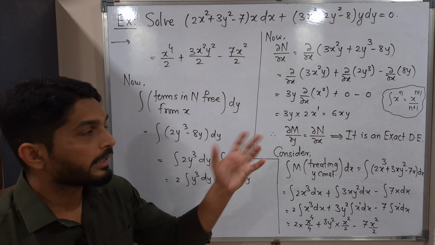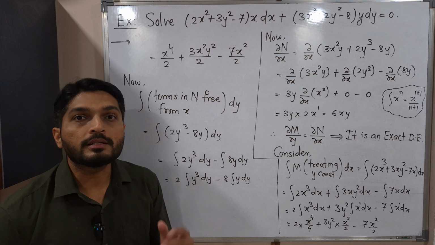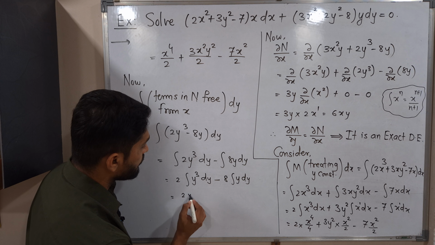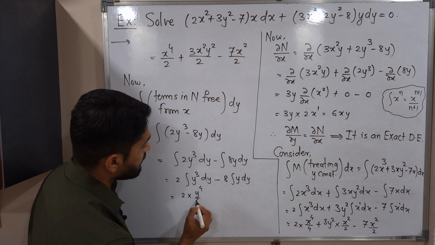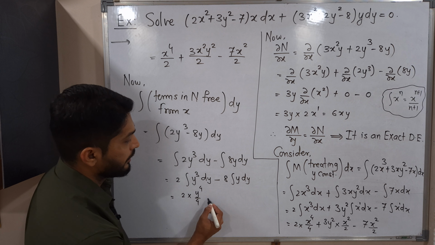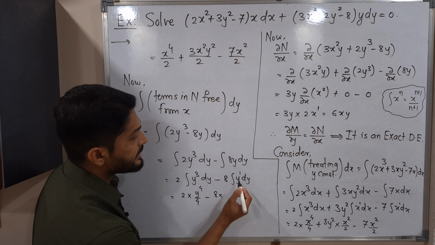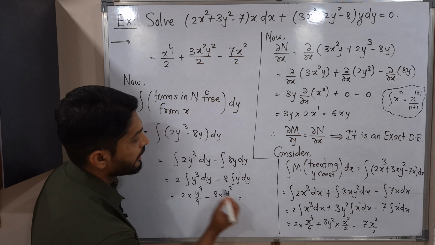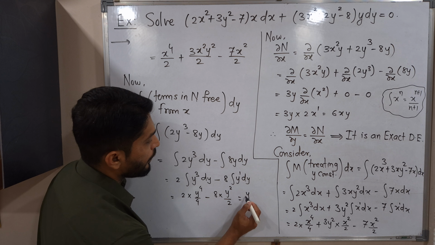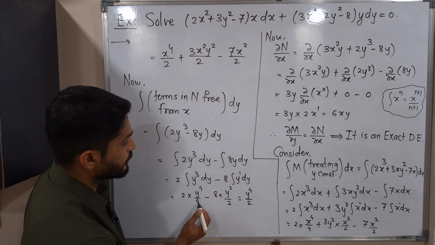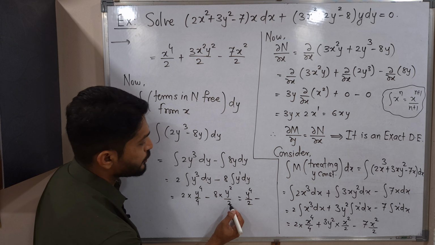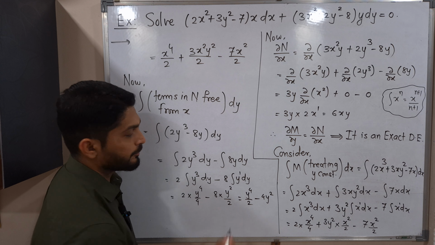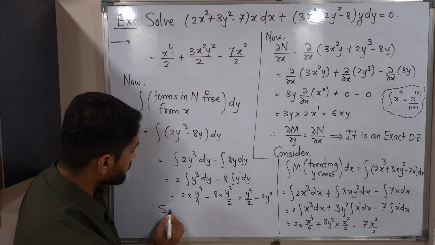See, y cube. When you have x raised to n or that type of function, whatever the power, we increase it by 1. Power is 3, so it becomes 4: y raised to 4 by 4. Minus 8. Power is not written, that means the power is 1. If you increase it by 1, y square by 2. So 2 cancels, y raised to 4 by 2. Here also 2 cancels, minus 2 1s are 2, 2 4s are 8. Yes, 4y square.